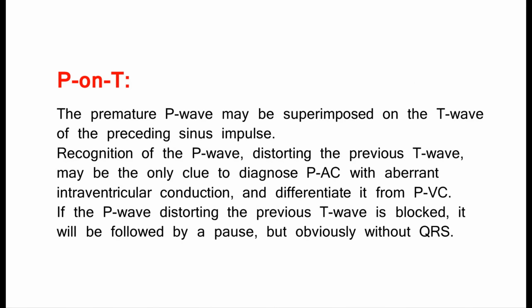P on T. The premature P-wave may be superimposed on the T-wave of the preceding sinus impulse. Recognition of the P-wave, distorting the previous T-wave, may be the only clue to diagnose PAC with aberrant intraventricular conduction, and differentiate it from PVC. If the P-wave distorting the previous T-wave is blocked, it will be followed by a pause, but obviously without QRS.